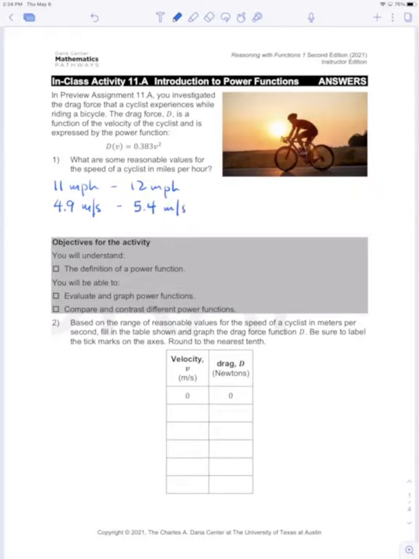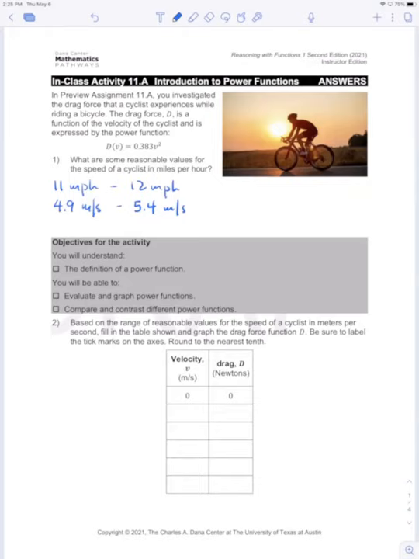Objectives for the activity. You will understand the definition of a power function. You will be able to evaluate and graph power functions, and compare and contrast different power functions. 2, based on the range of reasonable values for the speed of a cyclist in meters per second, fill in the table shown and graph the drag force function D. Be sure to label the tick marks on the axes. Round to the nearest tenth.